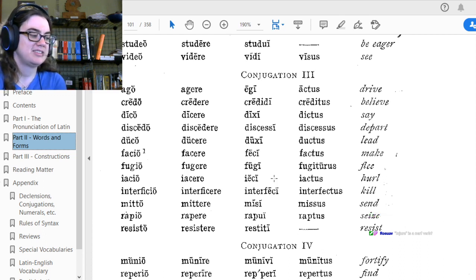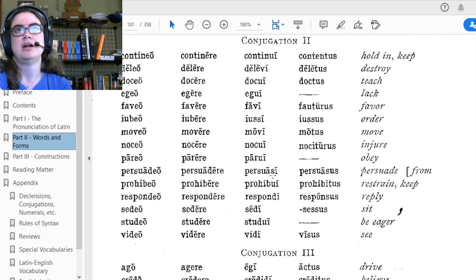Yes? Why are other verbs able to injure you, but that one can't? I don't know. I think it's because, well, this isn't really an explanation per se, because I still don't know why it evolved this way. But noceo, to injure, is one of the verbs that takes a dative object instead of an accusative object. You give an injury to.